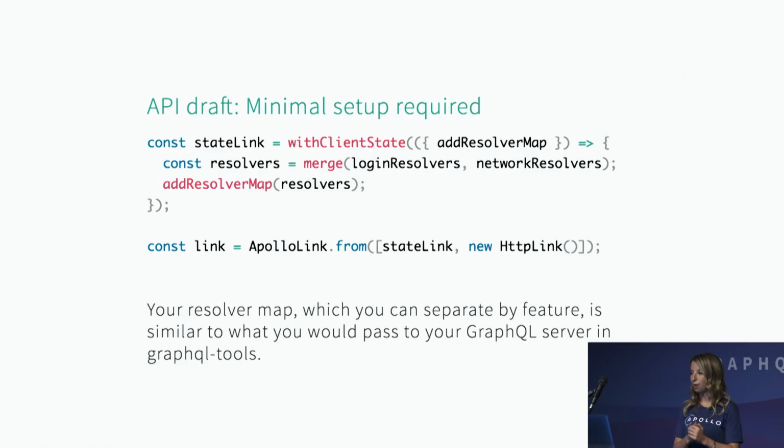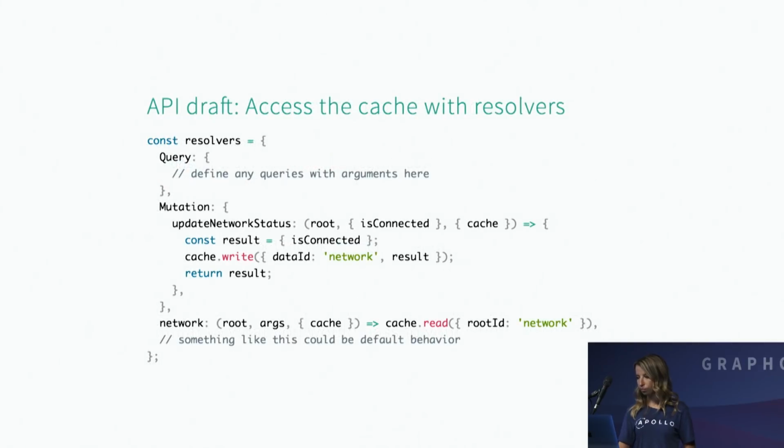So setting up Apollo Link State in your application will only require a couple of lines of code. And all you have to do is pass in a resolver map to the link and then connect the link to your chain. So if you've worked with GraphQL tools before on the server, this will look really familiar to you. And I recommend splitting these resolver maps up by feature, similar to how you would in the Redux duck pattern. So here's an example of what your resolver map will look like.